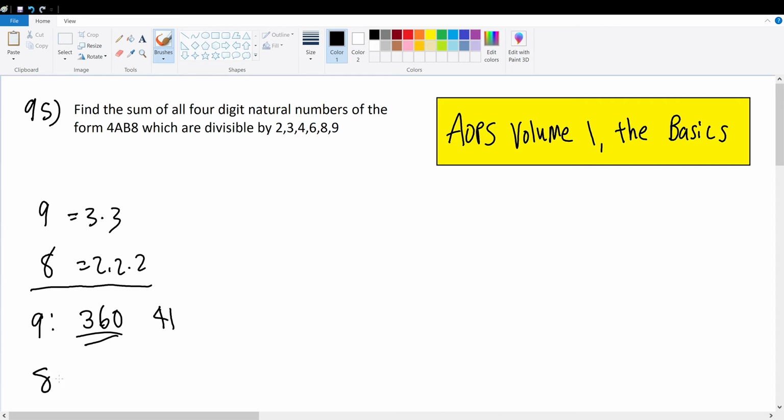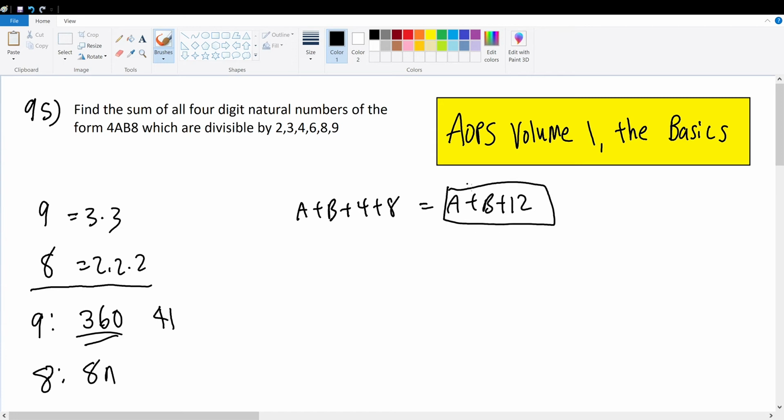And what about the divisibility rule for 8? Well, there really isn't a trick for the divisibility rule of 8. The divisibility rule for 8 is that it must be a multiple of 8. That is all it is. So with this out of the way, we can first deal with the special case of divisibility for 9. A plus b plus 4 plus 8 must be divisible by 9. Therefore, we can write this as a plus b plus 12. So this sum must be divisible by 9, or in other words, be a multiple of 9.